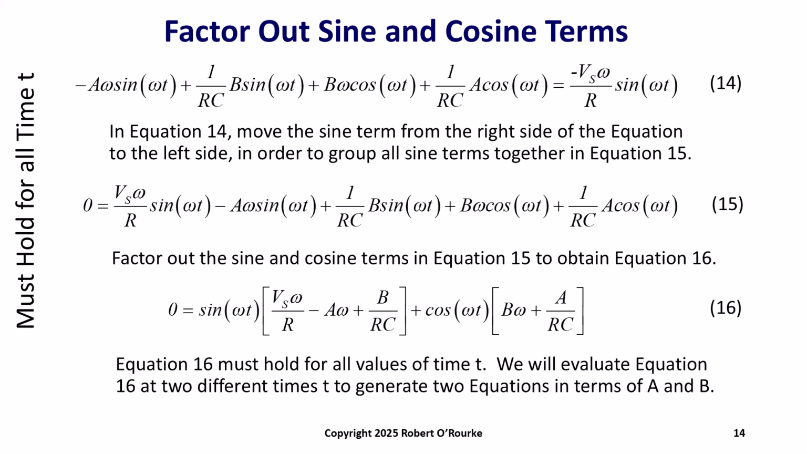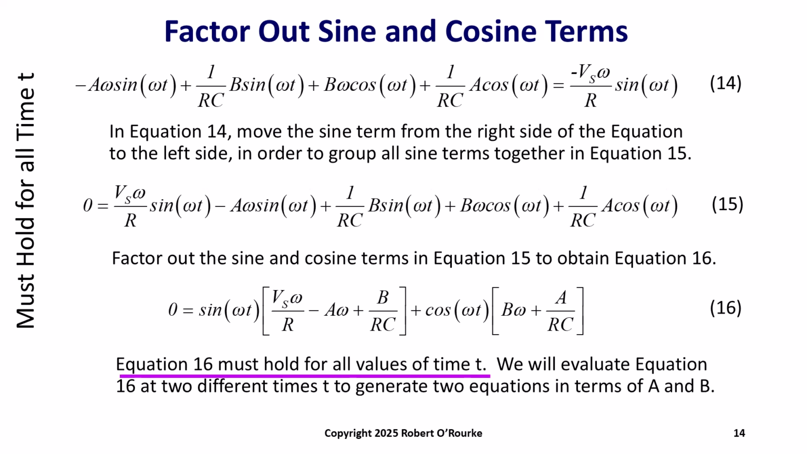There is still a sine term on the right side of equation 14. Move that sine term to the other side of the equal sign so that now all three sine terms are adjacent to one another in equation 15. Next, in equation 15, factor out the sine and cosine terms to obtain equation 16.